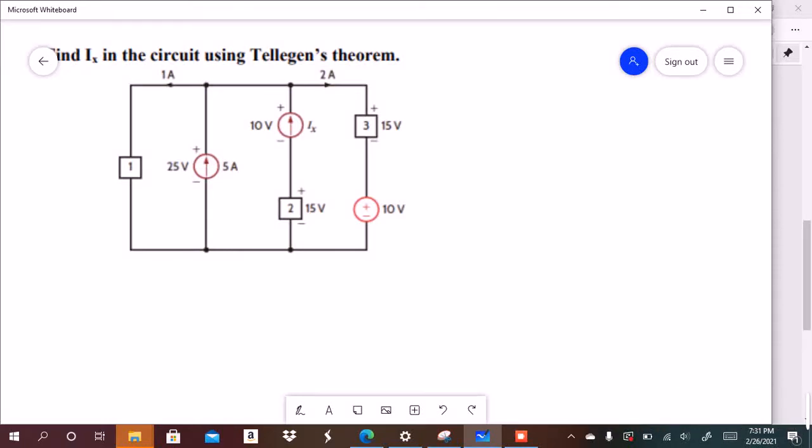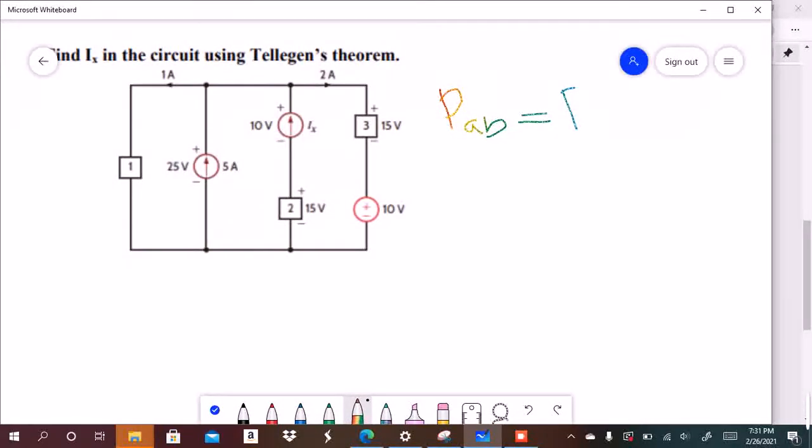Okay, we're going to solve a circuit using Tellegen's theorem. So, what is Tellegen's theorem? It says the power absorbed in a circuit is equal to the power supplied.